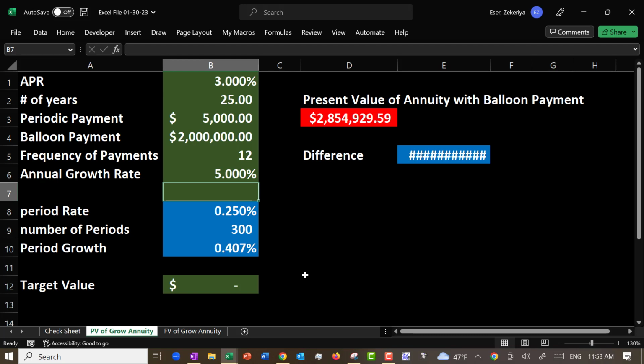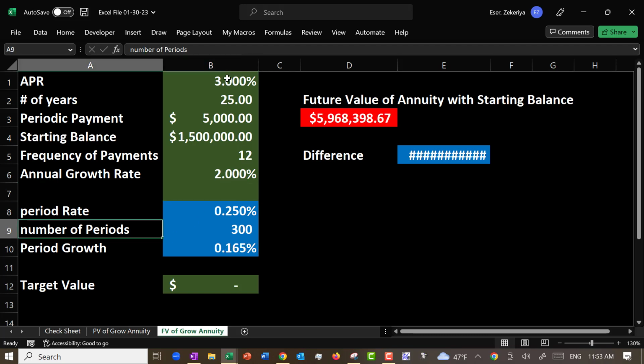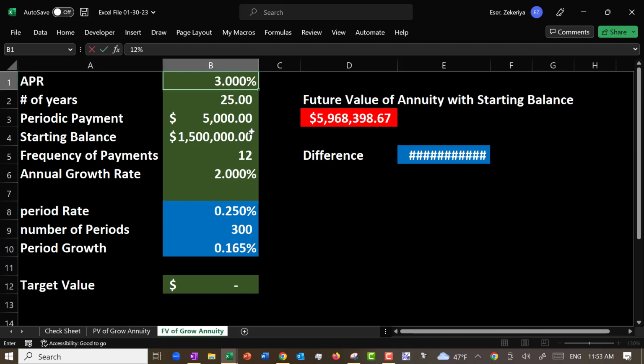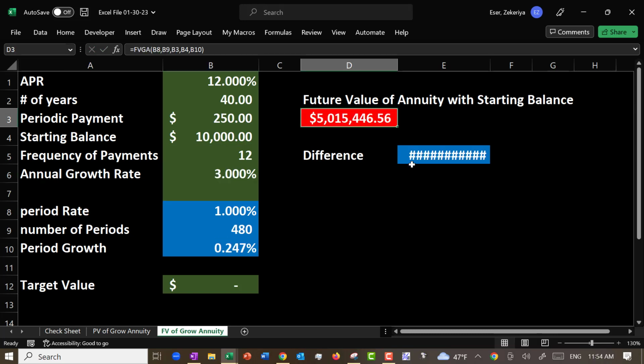Okay? So if you go to the future value, I'm gonna earn 12% for 40 years. Periodic payment, I start with 250, 10,000. Annual growth rate is 3. Turns out it's more than enough. If I start saving right now at 250, grow that 3% at an annual clip or 0.247% per month, I'm going to have that much in my account.